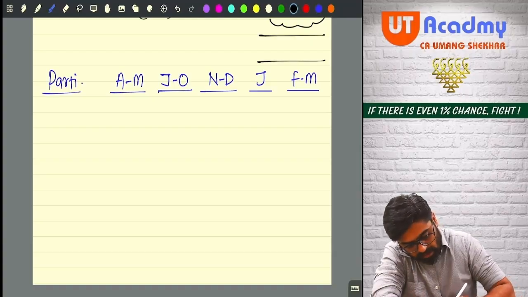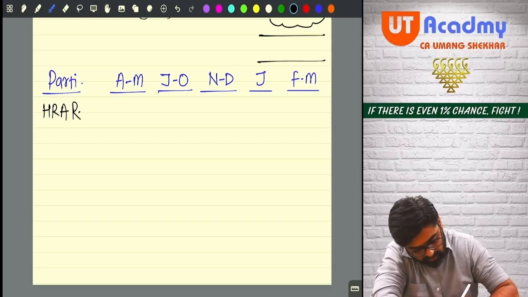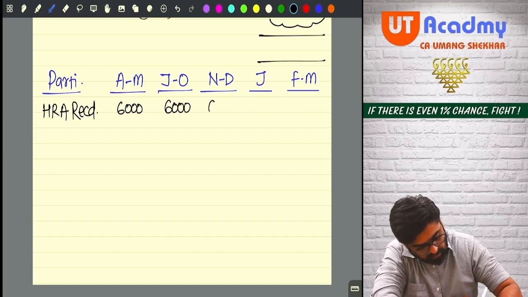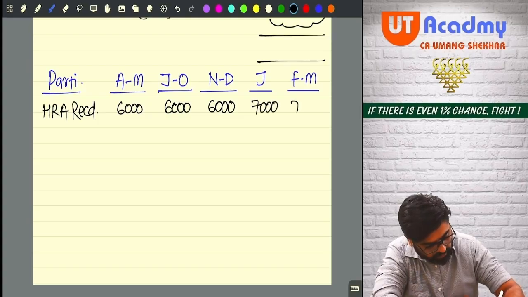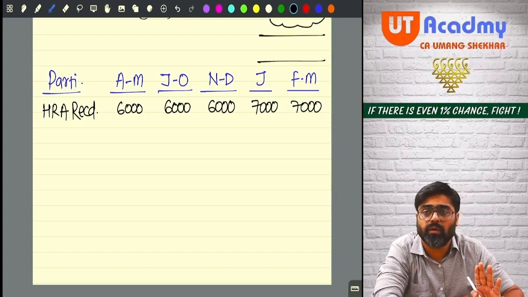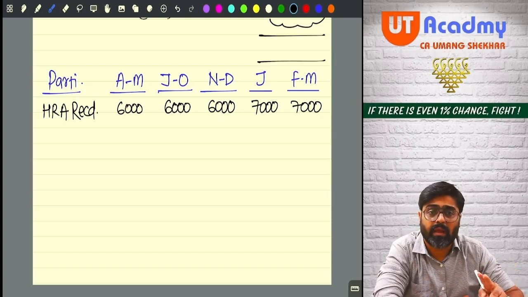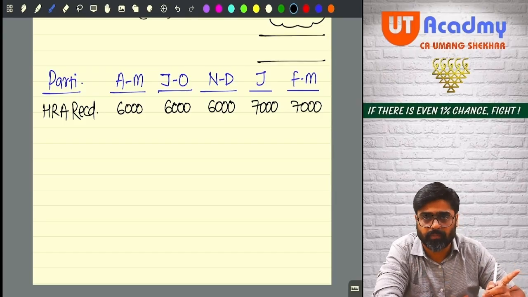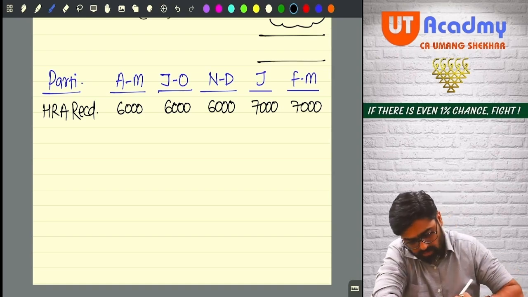In the particulars, I will write HRA received. That is how much? 6,000, 6,000, 6,000, 7,000 and 7,000. These are all per month's amount, okay? And once I calculate, I will multiply the number of months also. But these are all per month's amount.